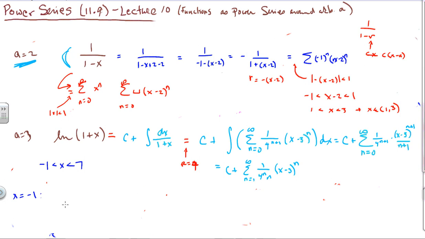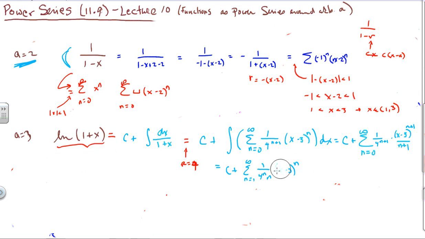Let's first get c. Well, how do I get c? Let's plug in x equals 0. At x equals 0, what's ln of 1 plus x? That's ln of 1, which is equal to 0, right? Oh, sorry, we don't want x equals 0 because we want everything to cancel.